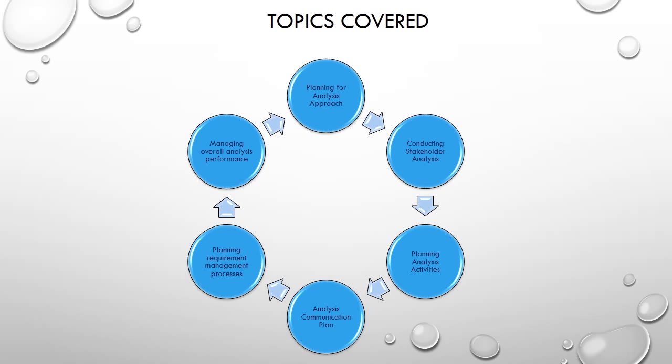The business analysis planning process, which we are going to talk about, covers the different processes we must follow. As we see here: planning the analysis approach, conducting stakeholder analysis, planning analysis activities, communication plan, requirement management process, and managing overall performance. What exactly is all this about?